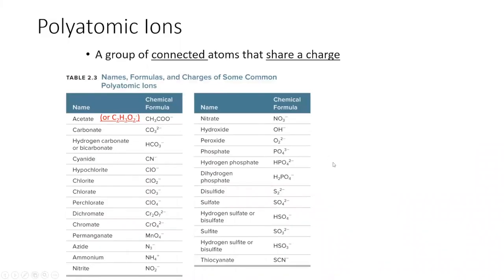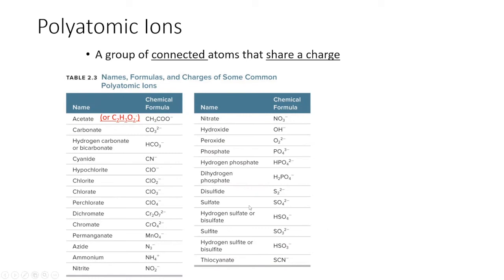All right, so one more curveball to throw at you here is that there are some ions that are not monatomic. They don't include just one atom. They include multiple atoms that are connected together, and they share a charge. So these are called polyatomic ions. So they are a group of connected atoms that share a charge. And so here's a list of them. They have a name, they have a formula, and they have charges.